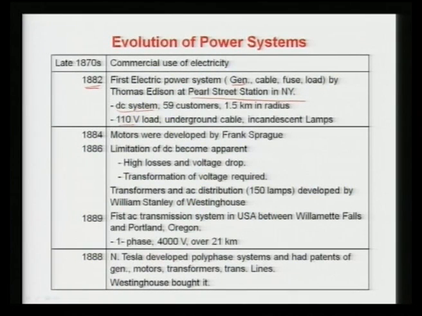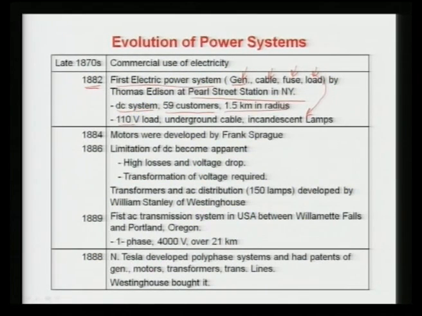So, this power station, the first electric power station, which was DC, consisted of DC generators, then it was using cables, and fuses were used for overcurrent protection. It was providing the load, which was nothing but simple incandescent lamps, the simple bulb loads, and it was feeding only 59 customers in a radius of 1.5 kilometers.